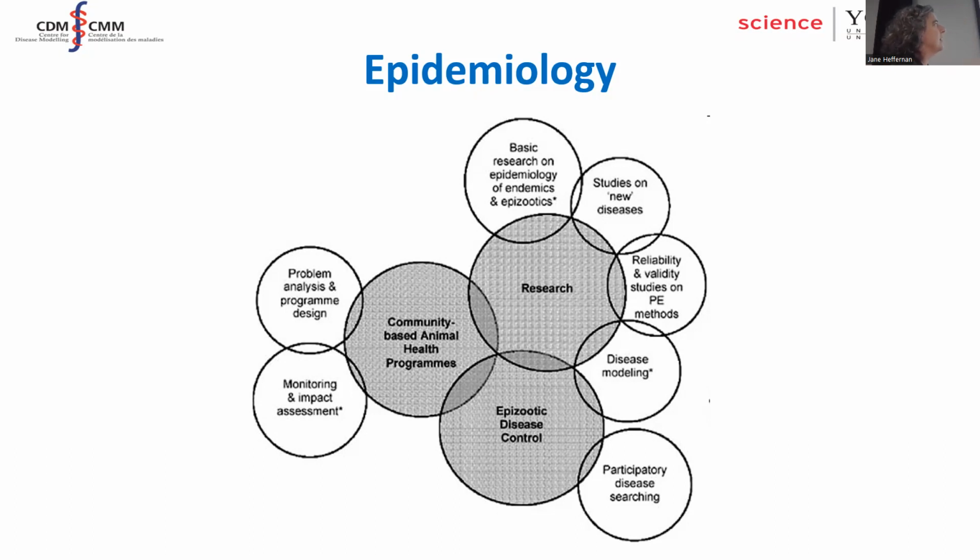Because mathematical modeling looks at the basic research. We use models to help with basic research in epidemiology of endemics and epizootics and studies of new diseases, and reliability and validity of studies on all of these things. So yeah, disease modeling should be the big circle, and all this is inside.